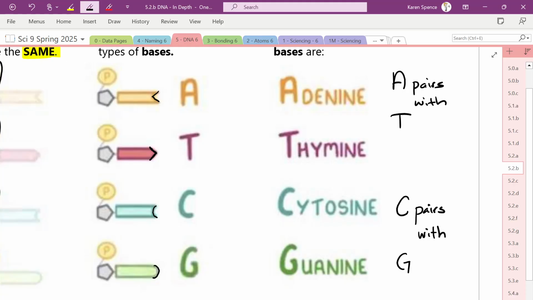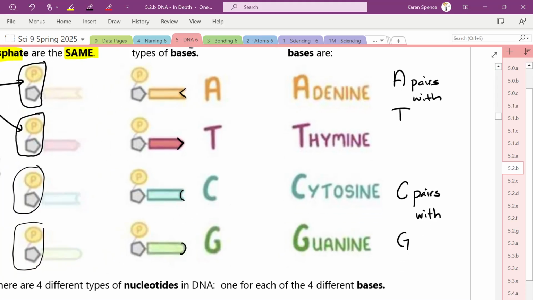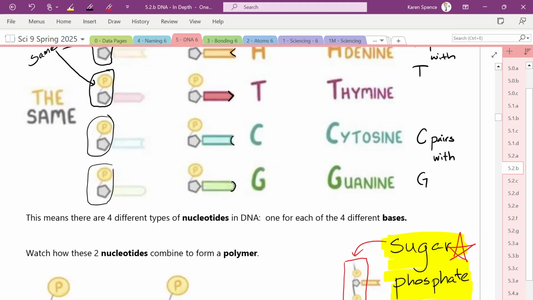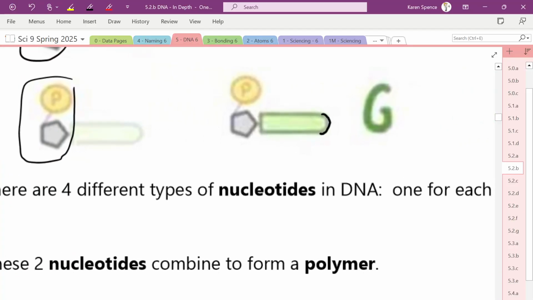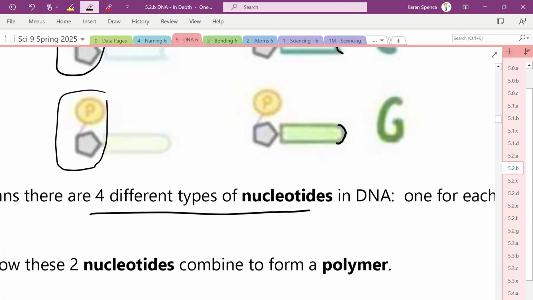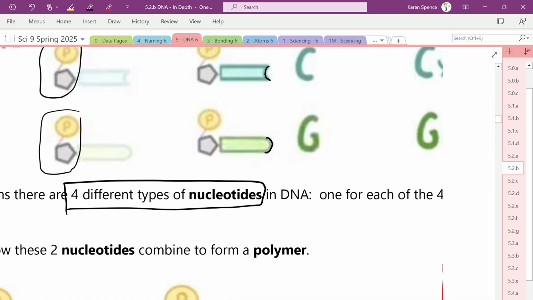Do you guys remember the little memory device we used to help remember that? Apples go in the tree, and the car goes in the garage. Excellent. Okay. That means that there are 4 different types of nucleotides, each one with a different base.